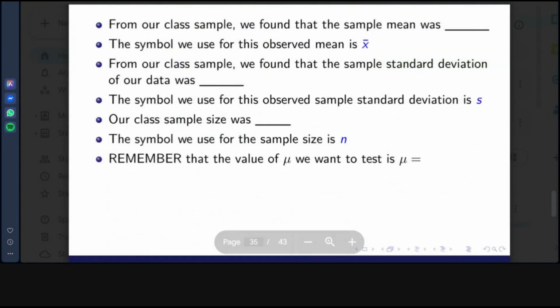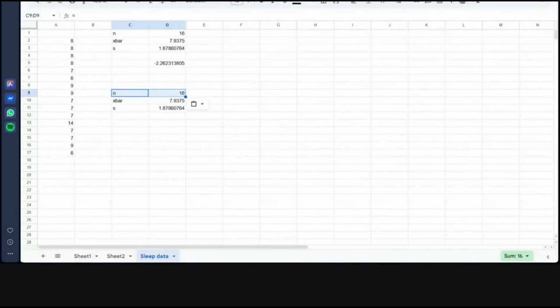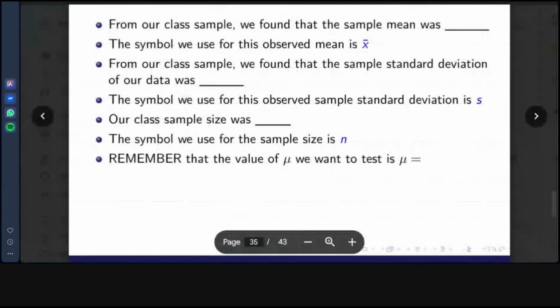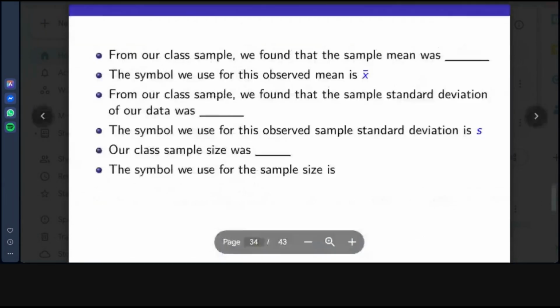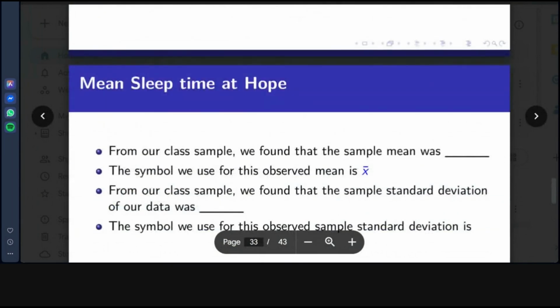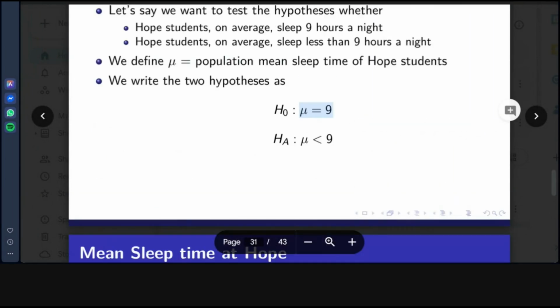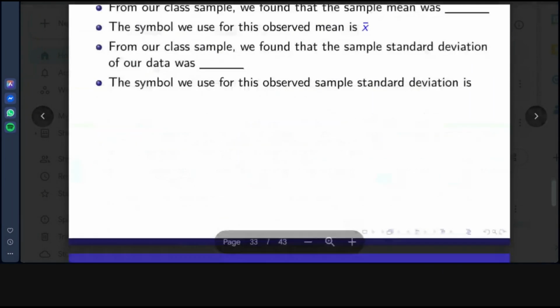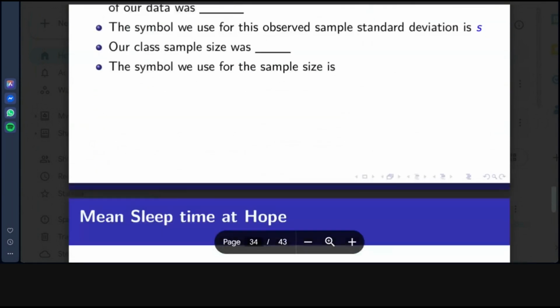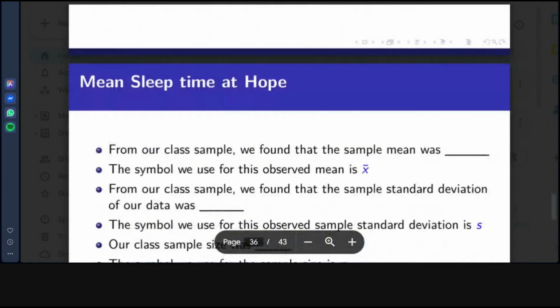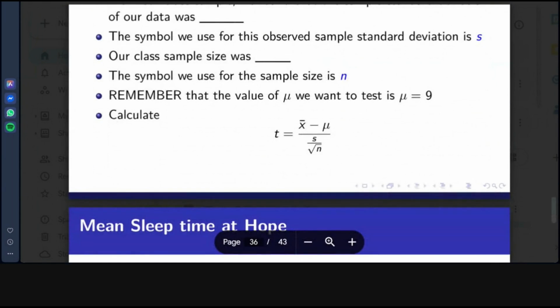Okay. Now remember that mu, Google Sheets cannot tell you. Why? Because mu is what you want to test. Google Sheets can only tell you things about the data that you see. What you want to test is what you want to test. And remember, we wanted to test whether mu is, if you go back to our slide, yes, we wanted to test whether mu is 9, right? So the value of mu that we want to test is 9.